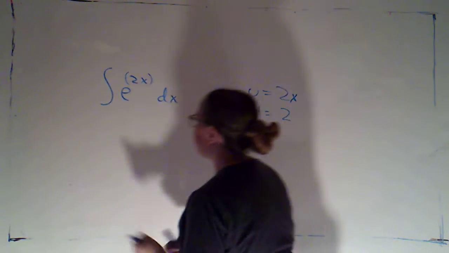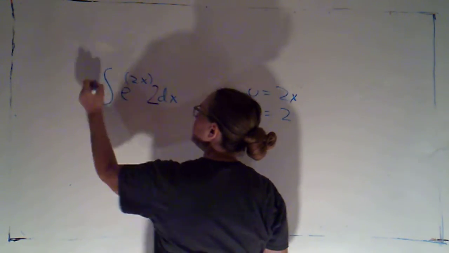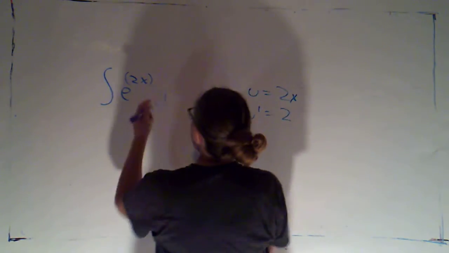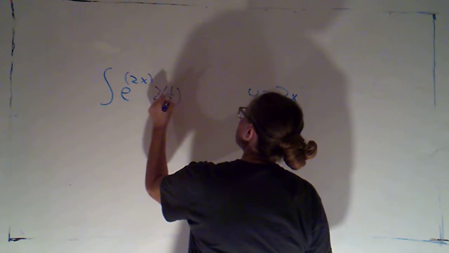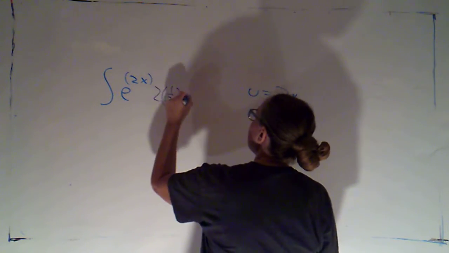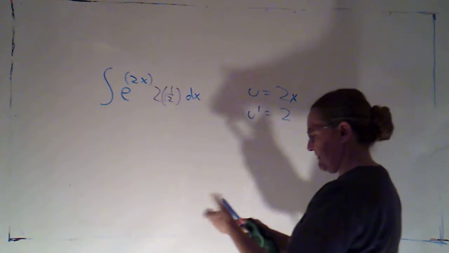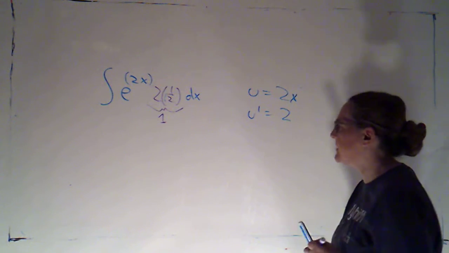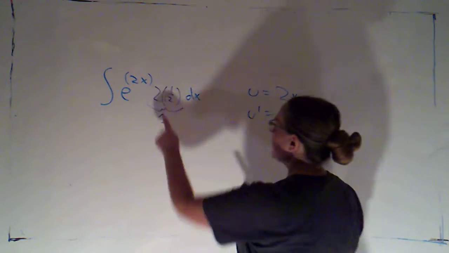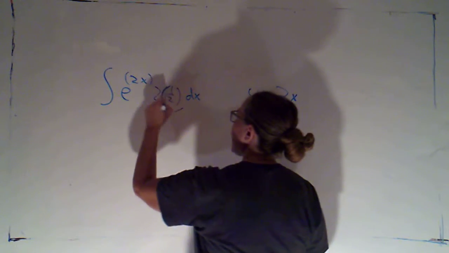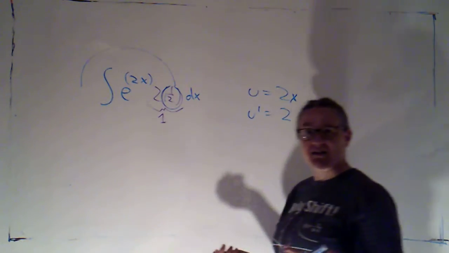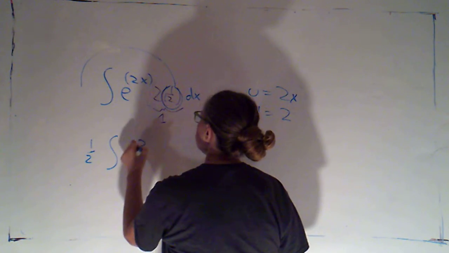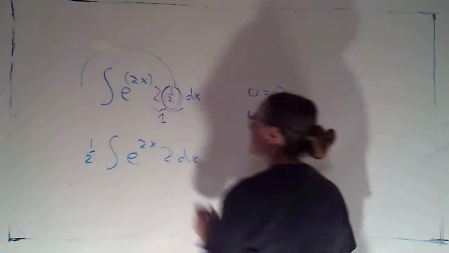So I know that I can introduce the 2 that I need if I also introduce a 1/2. So I can multiply by 2 and by 1/2. That way, all I'm really doing is multiplying by 1. Now, the 2 I needed to make the u sub work. The 1/2 is an extra factor, but it's constant, so I can pull it out. So I can say this is 1/2 the integral of e to the 2x times 2 dx.